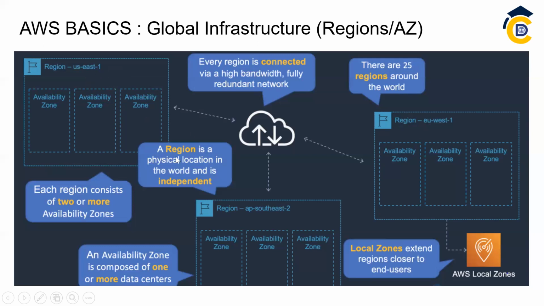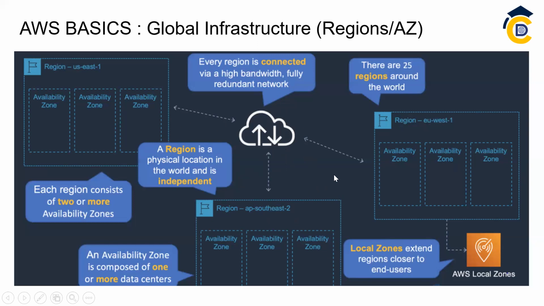So if you see here, a region is a physical location in the world and is independent. The regions, for example, US East 1, US West 1, and Asia Pacific Southeast 2, are not related to each other. They are independent on their own. But they are connected through a very high bandwidth network, a very private one that is solely available for AWS. So you can connect each region together through a network.